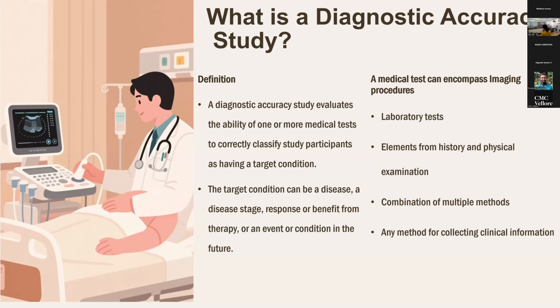It can be a history. It can be a physical finding, like you can have TROB. TROB has a sensitivity around 60%, specificity of 70%. So it's just an examination finding. Or it can be a combination of multiple things. So like CRP plus ProCal for predicting sepsis. Or literally any method of collecting an information. So a diagnostic test doesn't just have to be a lab test.